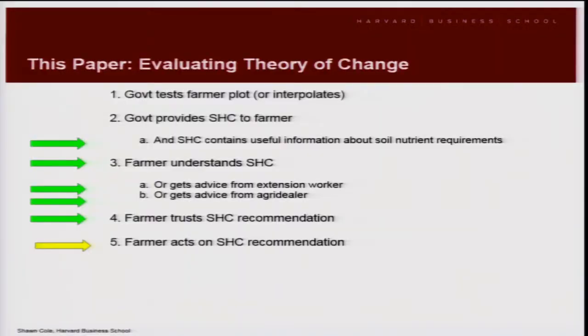So what we're doing in this paper is really just looking at a few steps in the theory of change. The model you would imagine is the government tests the soil and provides the information to the farmer. The soil health card has to contain useful information about the farmer's field. If it's pure noise, then the theory of change breaks down. The farmer has to understand what's on the soil health card. Or perhaps they can go to an extension worker or an agri dealer and say, here's my soil health card, please help me interpret it. They have to trust and believe that this is the right recommendation, and then they have to actually act on it. And so we're going to get all the way up to step 4. We're not going to talk about step 5 in this paper, but we have an ongoing field study that I'll mention at the end that's going to examine step 5.